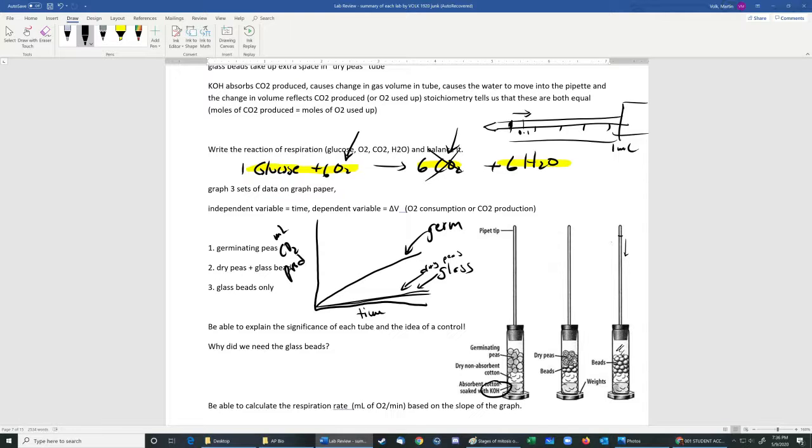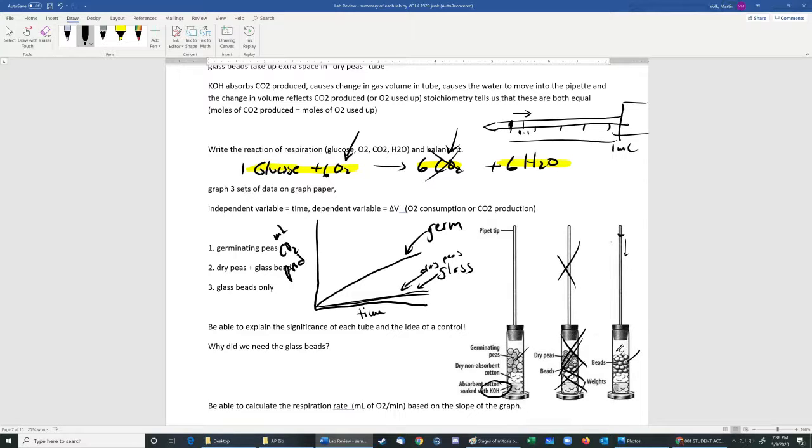We did not do dry peas. We just skipped this because to me this is kind of a foolish part of it. We don't really need to worry about that. We did glass beads and we did actually live germinating peas. And the glass beads acted as a control. So ideally, if everything is equalized perfectly, the water level in the glass bead system shouldn't move at all. There should be no respiration, there should be no shrinking or anything like that of the volume. So that should stay in exactly the same place.